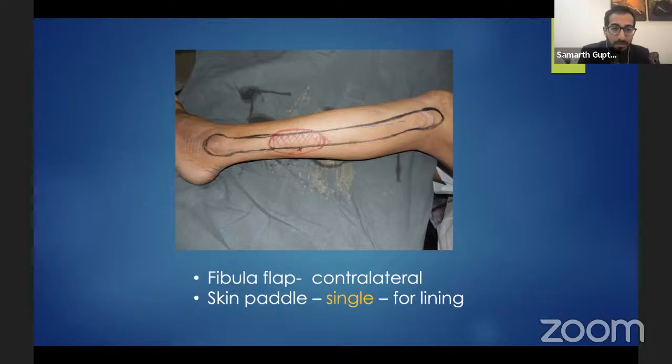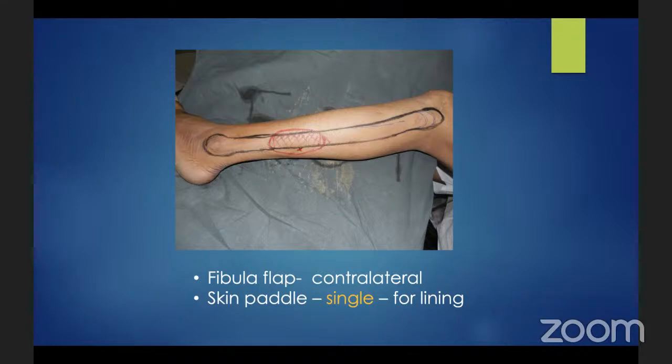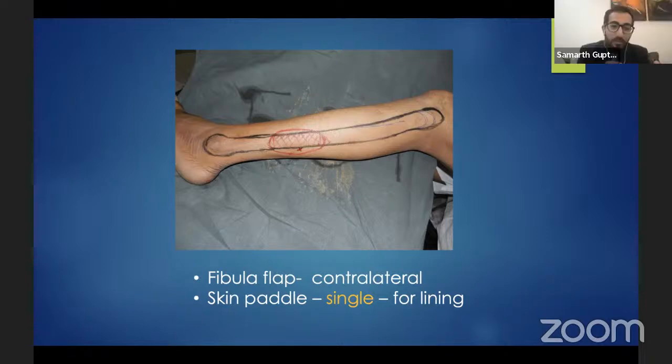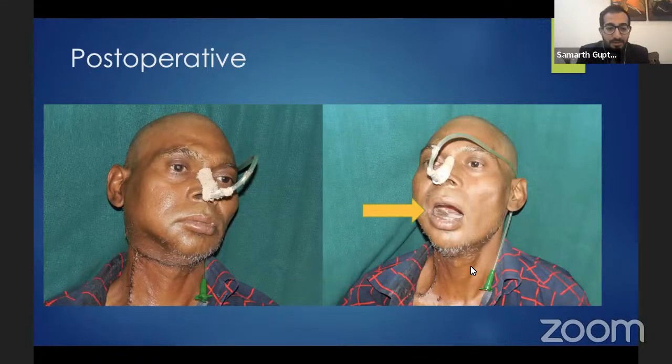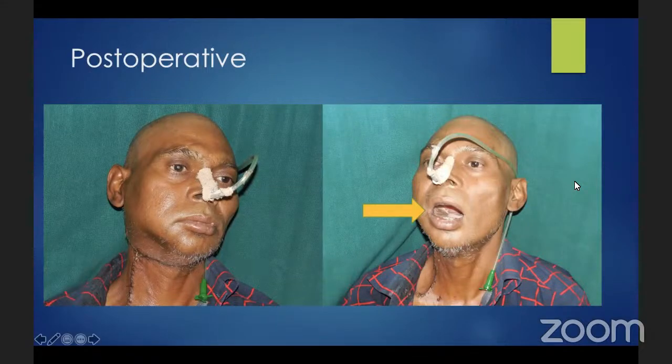You can see the fibular bone is marked. The red denotes the skin paddle, which will be turned inside the oral cavity and used for mucosal lining. So in this particular patient, you will have the fibular bone as well as the mucosal lining for reconstruction. And you can see how his mandible has been reconstructed using the fibular bone as well as the skin paddle.